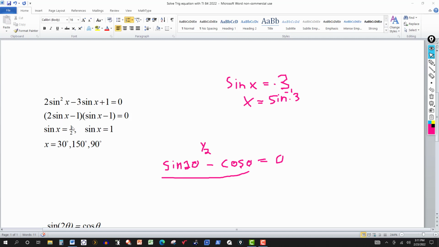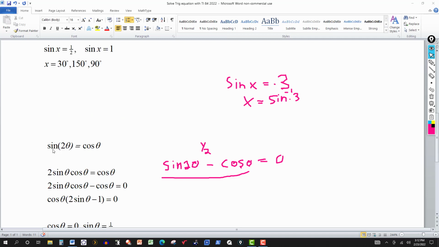So here you can just use your inverse sine function on your calculator. Sine inverse of 1/2 gives you 30 degrees. And again, if you have a solution for sine and it's positive, in this case positive 1/2, simply subtract that angle from 180 and you're going to get another solution in the second quadrant. So 180 minus 30 is 150. Those are 2 solutions. And of course the other one from sine of x equal to 1, again you can use your sine inverse here. That's going to be 90 degrees. So those are the solutions we got using the graphing calculator.